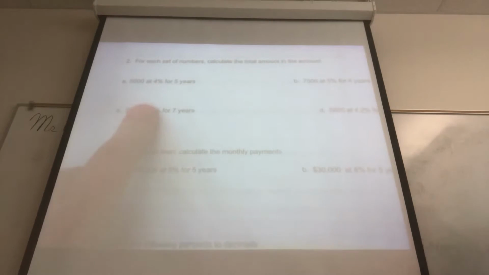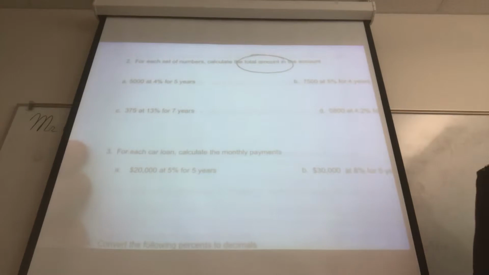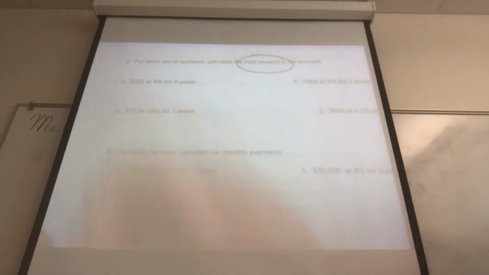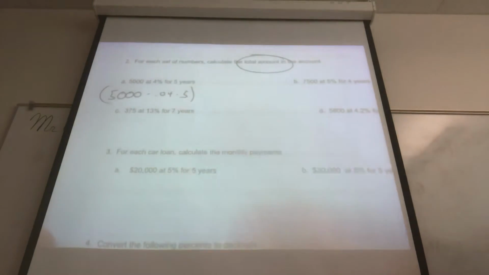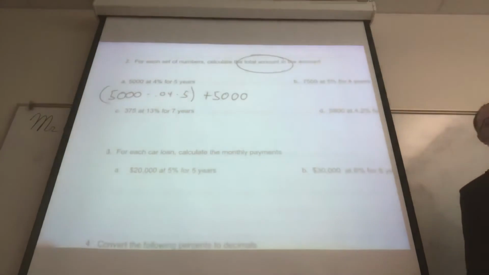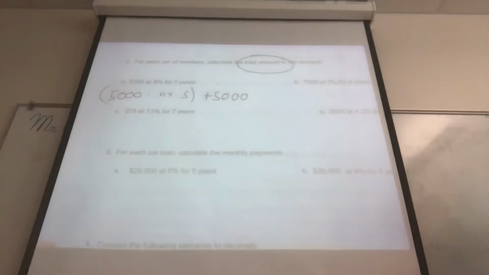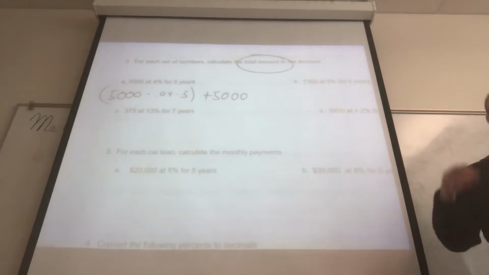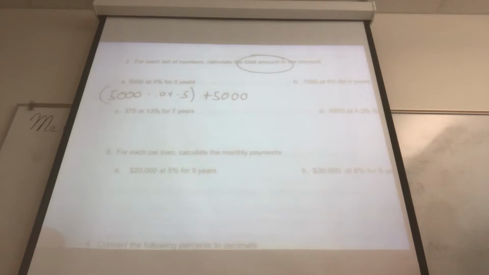But then we come down here. For each set of numbers, calculate the total amount in the account. If it still says it's using simple interest, which this whole page is, that's 5,000 times 0.04 times 5, and that will get me my interest. This is the one where I have to add back that 5,000. If I don't add back the 5,000, it's going to be wrong. But simple interest is the only place where you do that. You don't do that for compound interest.